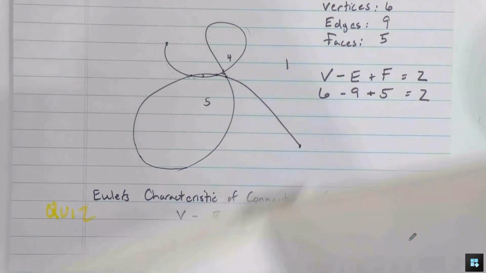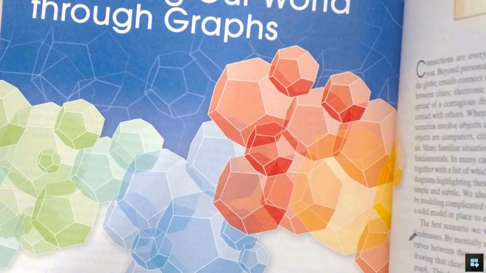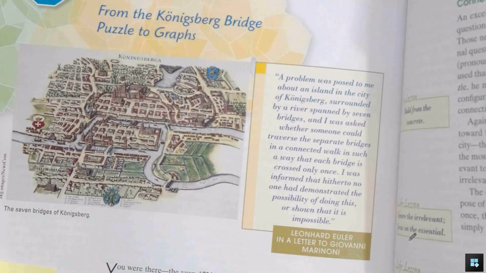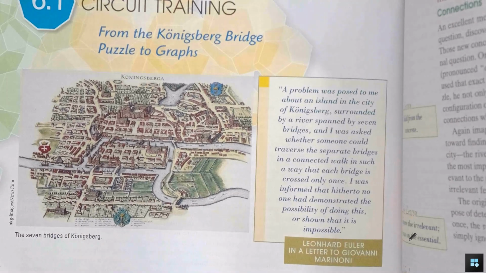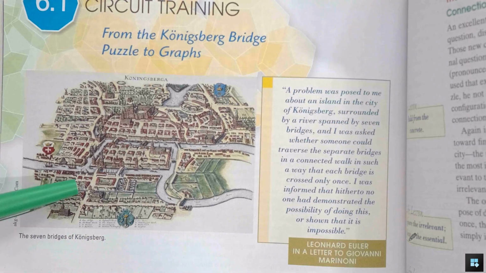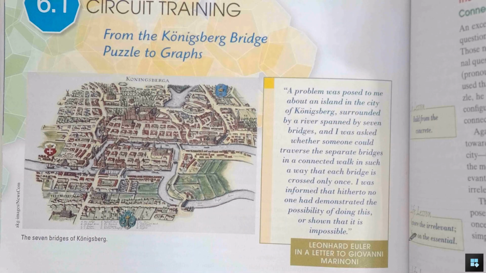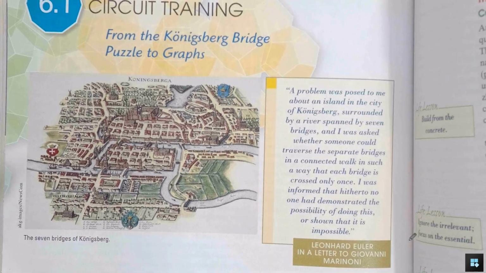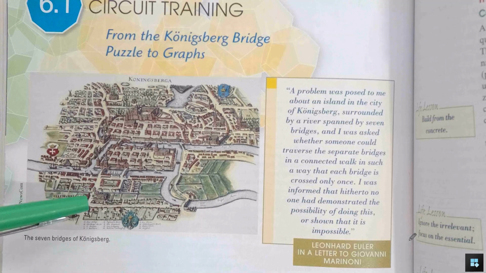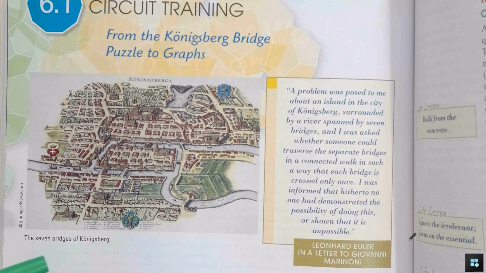So in your textbook in 6.1, we see another example of Euler's work. Here's the 7 bridges of Königsberg. So this is a city with 7 bridges on an island. And there was an open question at the time that Euler lived. The question was, can you go across all the bridges one time and come back to your favorite cafe? So start at your cafe, go across all the bridges just a single time, and get back to your cafe without covering any bridge twice.